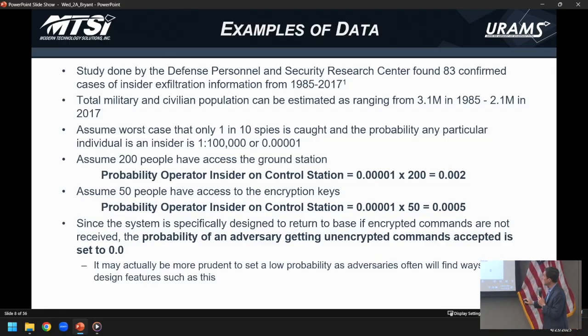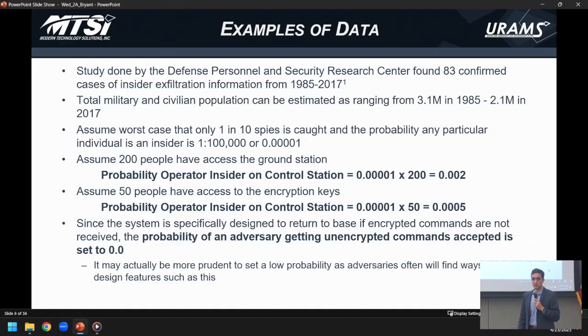It's by the Defense Personnel and Security Research Center, which found there were 83 confirmed cases of insider exfiltration of information between 1985 and 2017. You can then go and ask how many people were in the military and civilians in 1985, 1986, and so on, and you can back out a rate. It turns out the rate is about 1 in a million annually. So every year, for any particular individual, there's about a 1 in a million probability that they will be convicted of exfiltrating information and giving it to a foreign power.